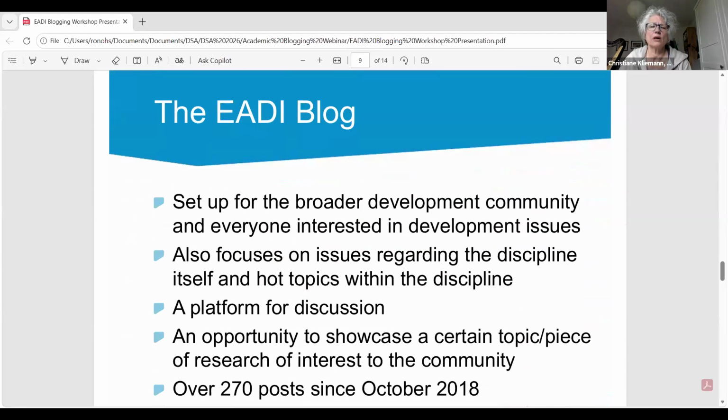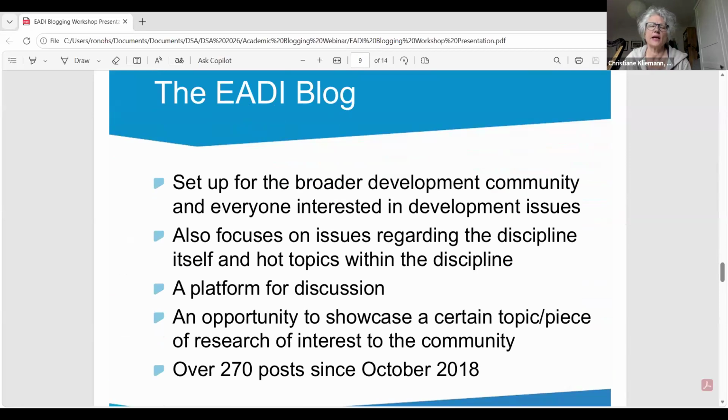So now we go into our blog, the EADI blog, which, as its title says, is Debating Development Research. It has been set up for the broader development studies community and everybody interested in development issues. There are also a few policymakers who read it. It also has articles on that meta level, highlighting discussions about the discipline: what is this and that in development studies, why is this a problem, why is this being criticized? This is also quite interesting to read if you don't want to dig into that very academically.